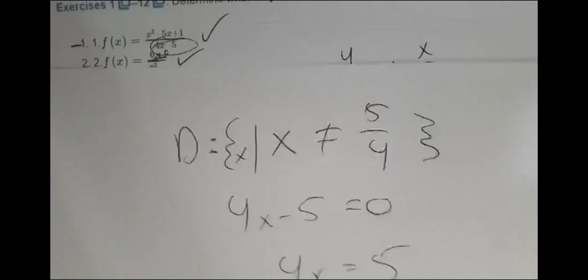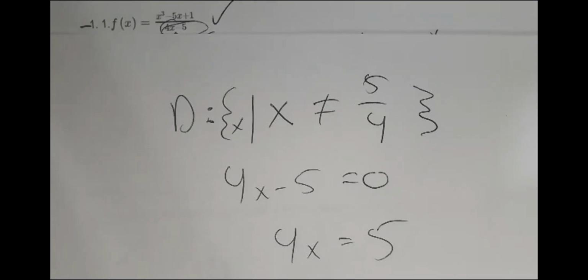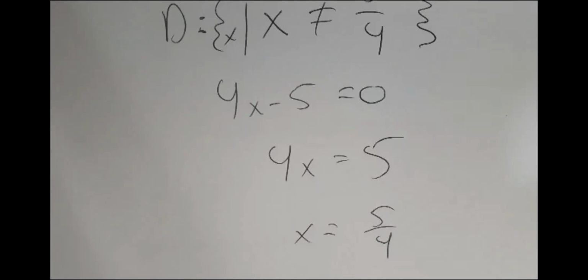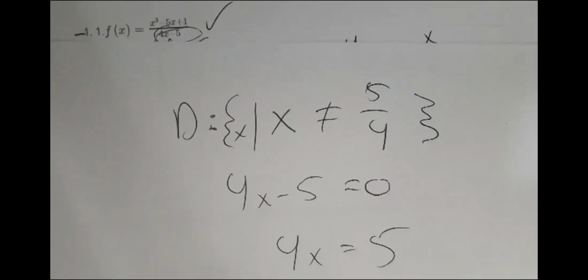Okay. Questions about this, about why we're choosing the domain? So this is that thou shalt not divide by 0, right? Like the first commandment of math. If the 4x minus 5 is 0, we've divided by 0, we cannot do this. So this is something we cannot have. We cannot have x being 5/4.